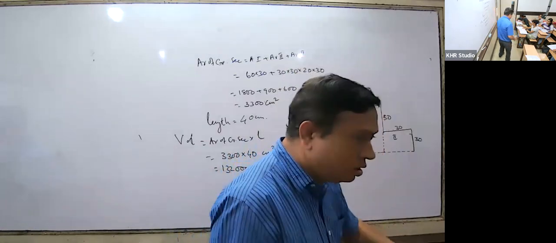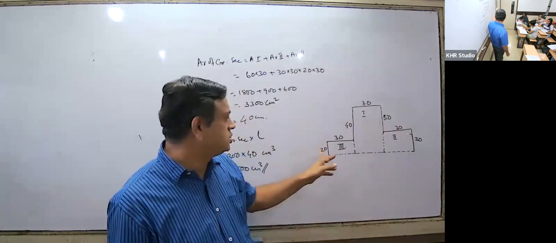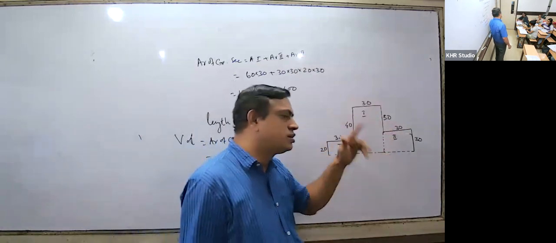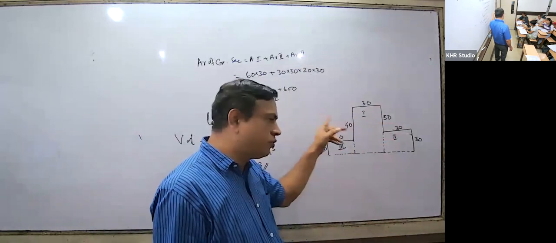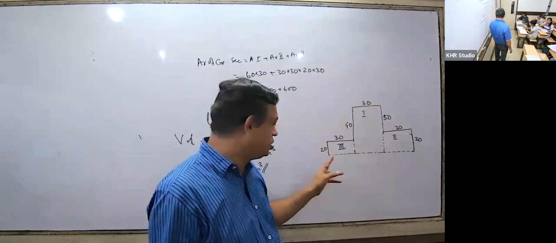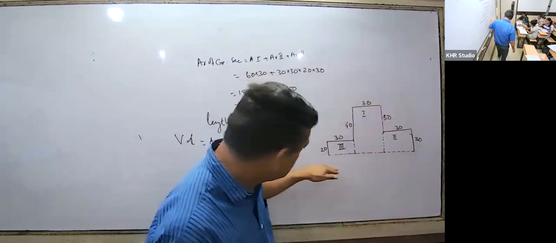Then all the places you stand, all those rectangles you have to do. How do you get the rectangle? This all add and multiply. Otherwise you have to multiply this 20 into 40, 30 into 40, everything into 40. Instead of that, perimeter of the cross section means excluding this one.